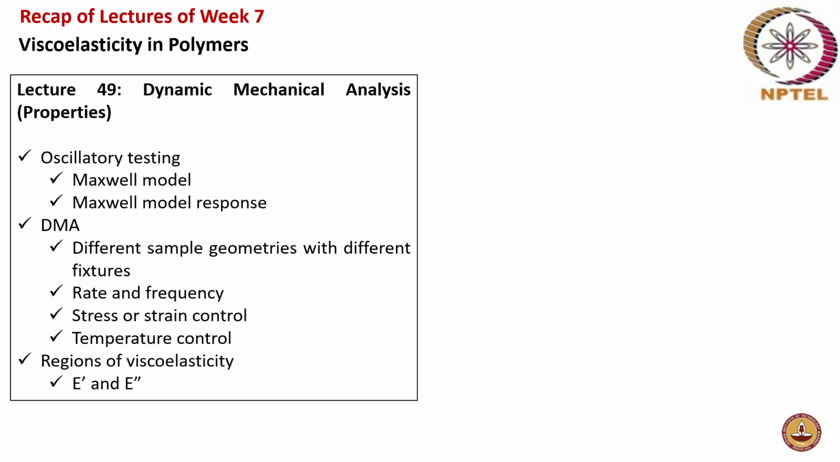And then what are the different geometries and fixtures in case of a dynamic mechanical analysis, and what are the rate and frequencies. So it has certain frequency limitations also. For example, you can analyze some 0.001 hertz to approximately 100 hertz in a dynamic mechanical analyzer. Right. So these were all discussed.